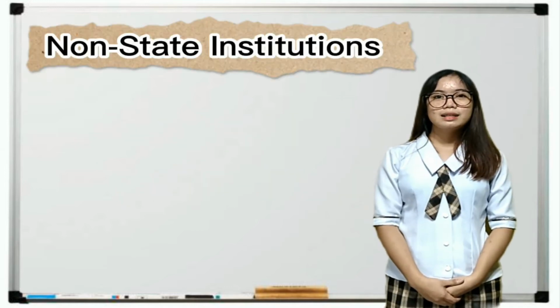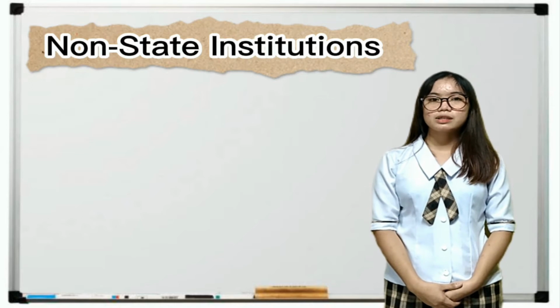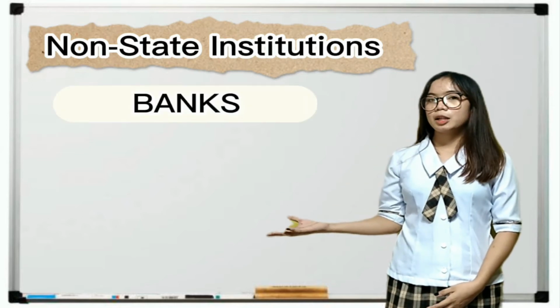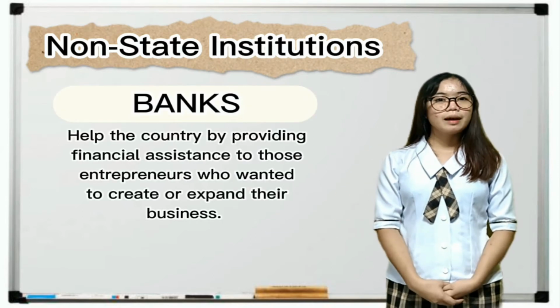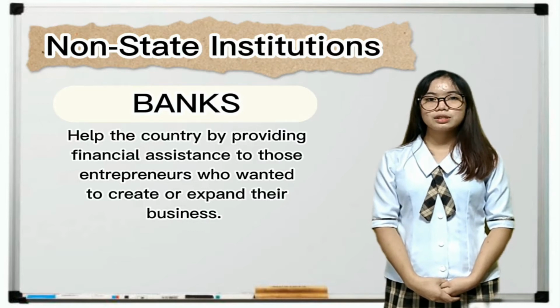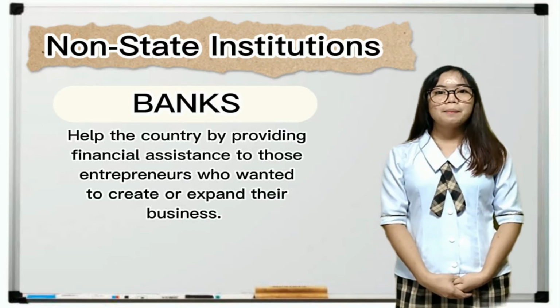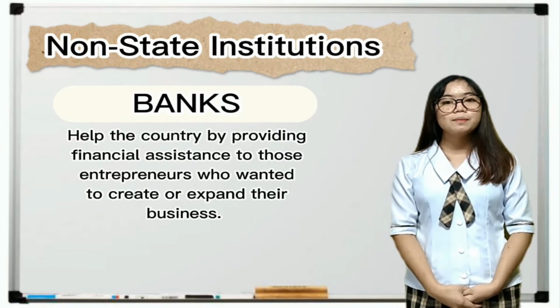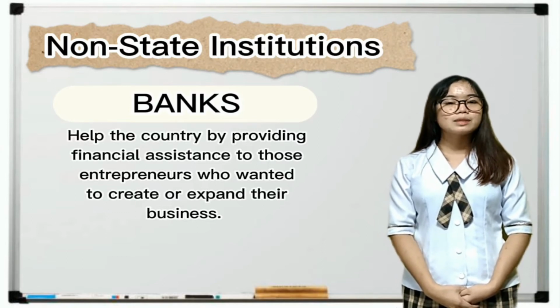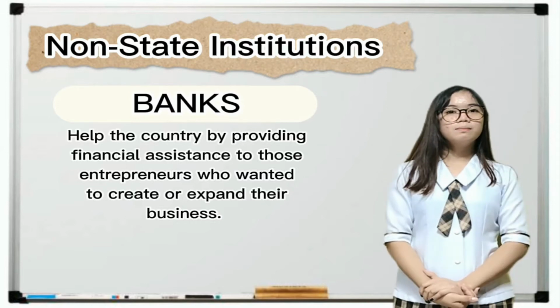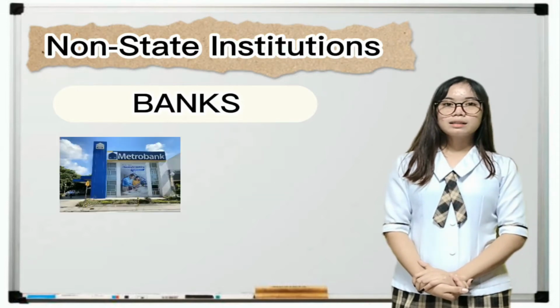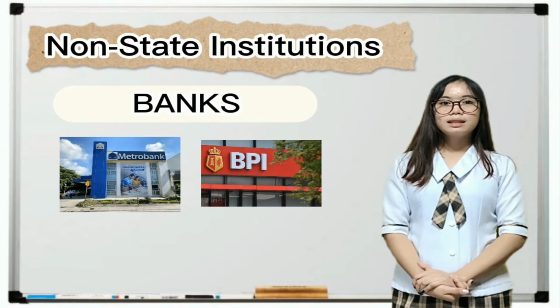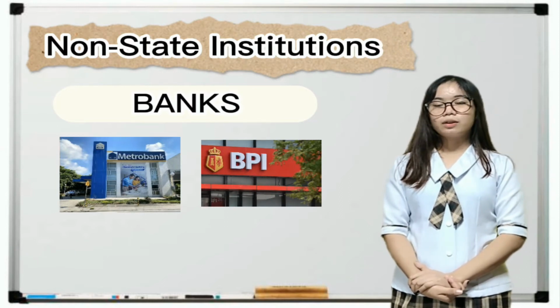The following are the non-state institutions under functions. Bank. It helps us to keep our money, avail different kinds of loans, and exchange currency. Moreover, banks help the country by providing financial assistance to those entrepreneurs who want to create or expand their business. Examples of banks are Metro Bank, Bank of the Philippine Islands, and Rizal Commercial Banking Corporation.